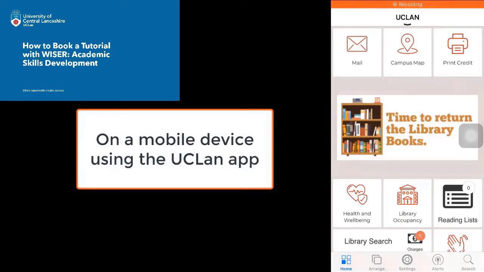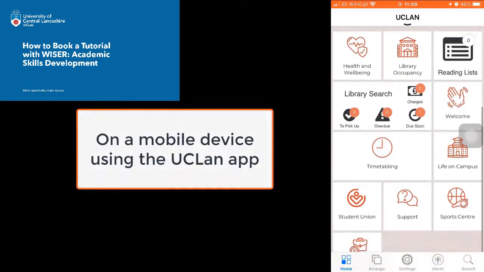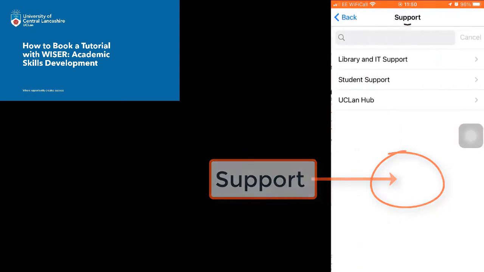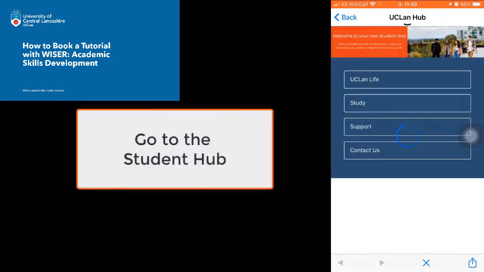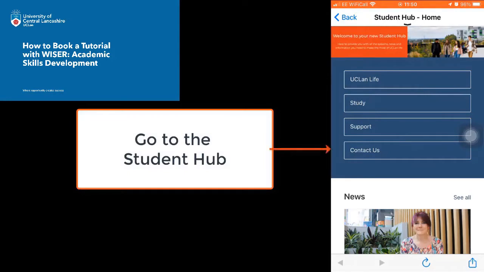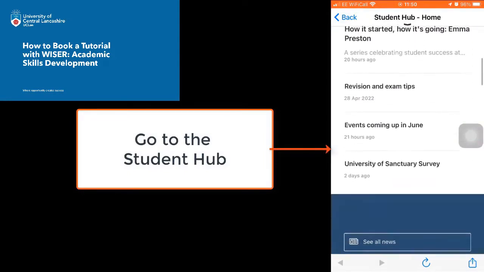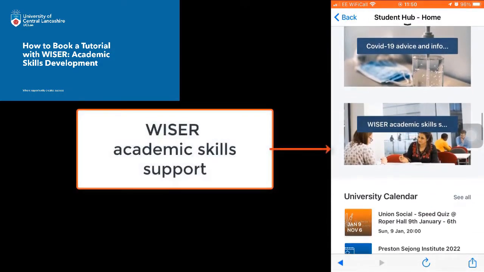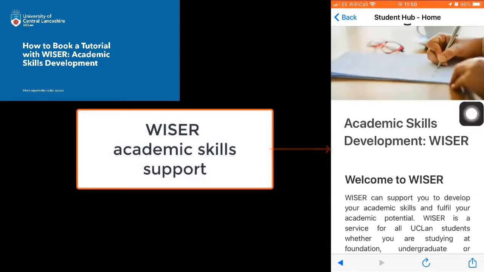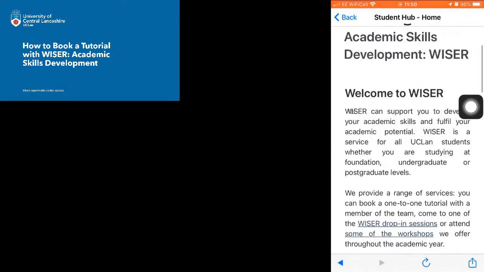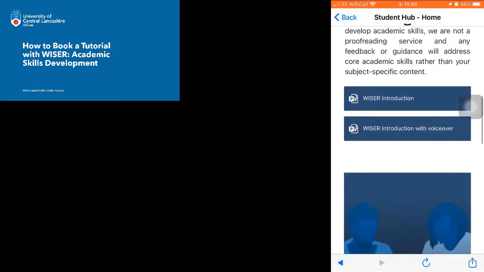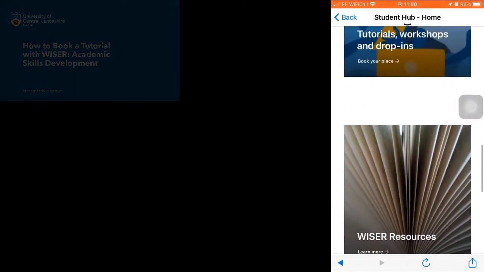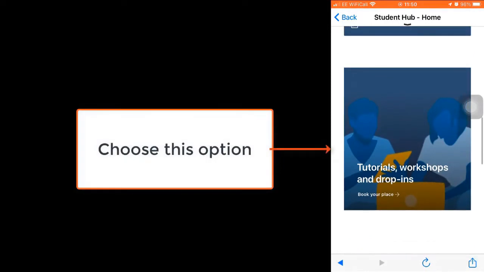The other way that you can book a tutorial is on a mobile device using the UCLan app. So make sure you've got the app open and go to the Student Hub. Scroll down until you get to WISER Academic Skills Support and click here. This page tells you more about WISER and our services. Click on the tile that says Tutorials, Workshops and Drop-ins.